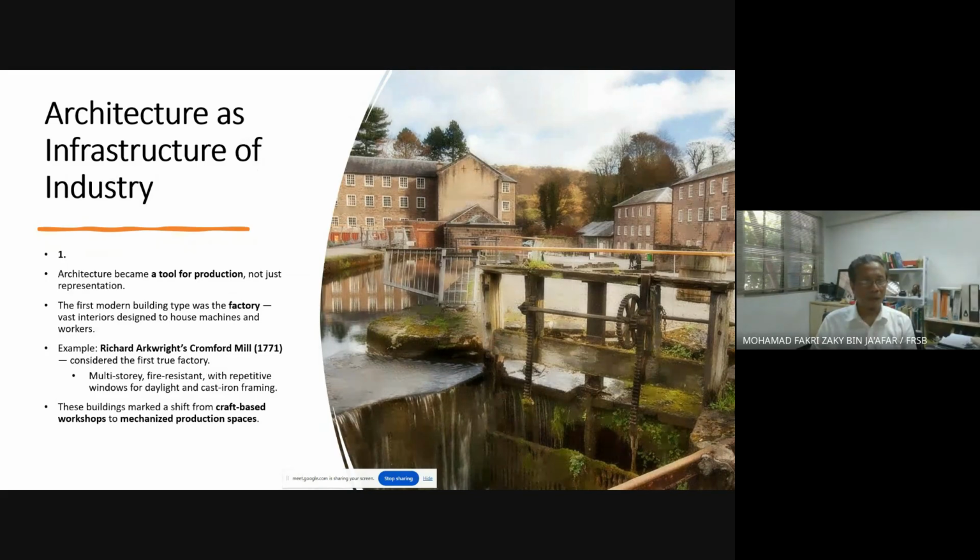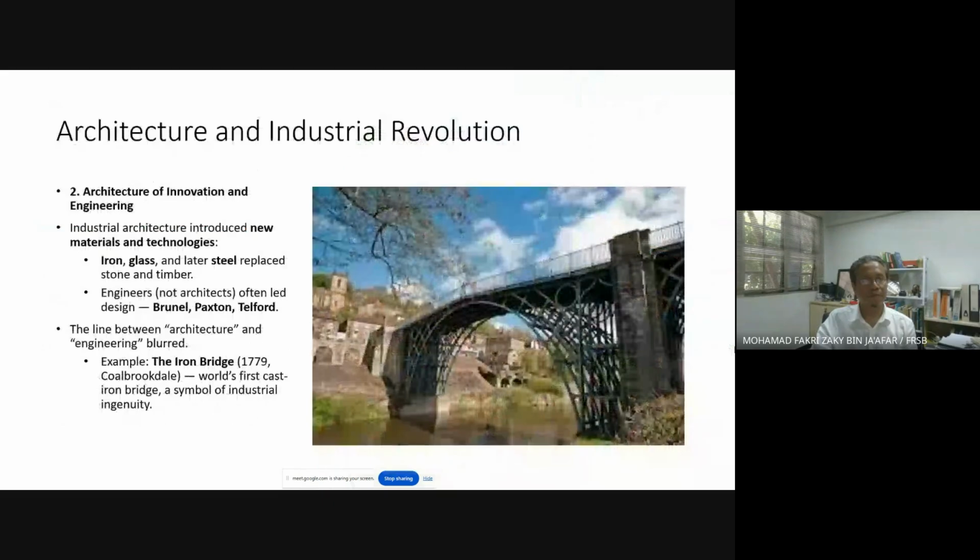Okay. And also these buildings mark a shift from craft-based workshops to mechanized production spaces. Before the Industrial Revolution, goods and products were produced by craftsmen. One craftsman would produce a chair right from the beginning to the end, based on individual creativity and individual skill. But with the age of the machine, you only work for the machine, and the machine would do different parts. You assemble them together. So it's a different way of working with the Industrial Revolution.